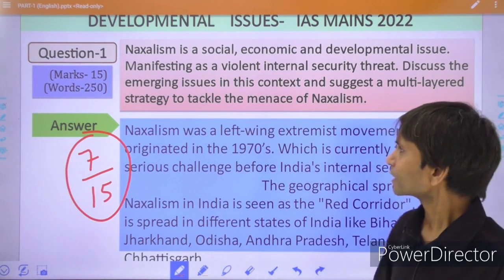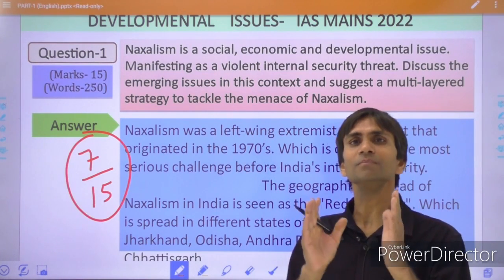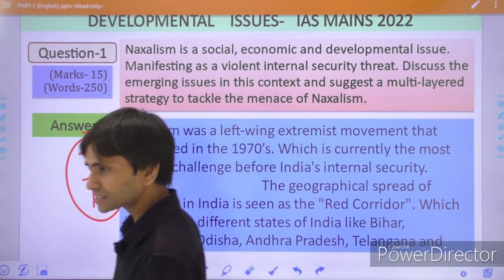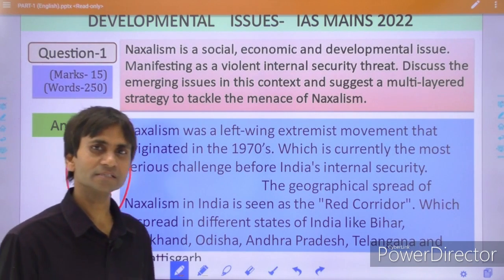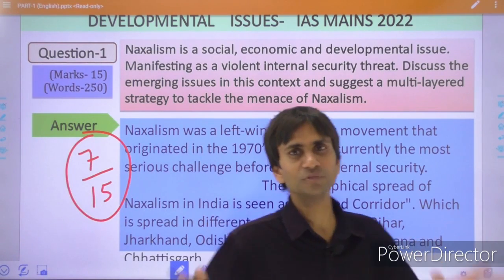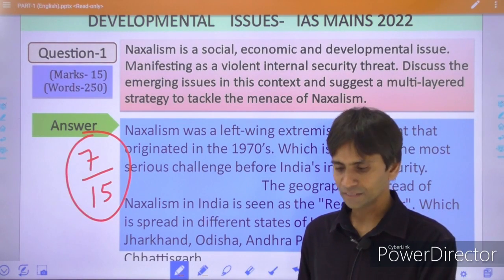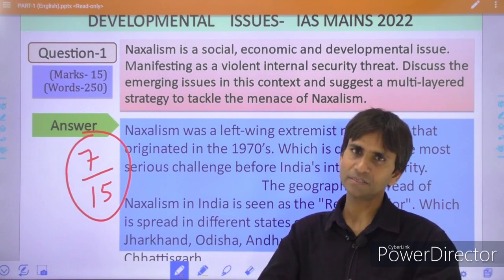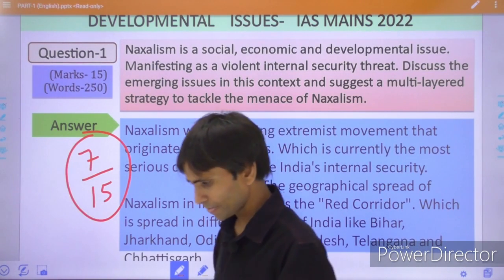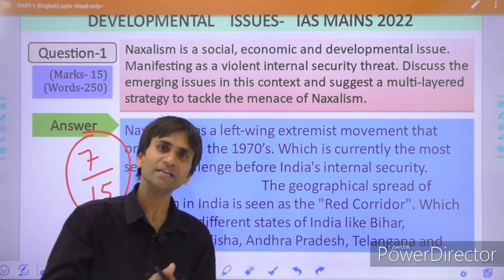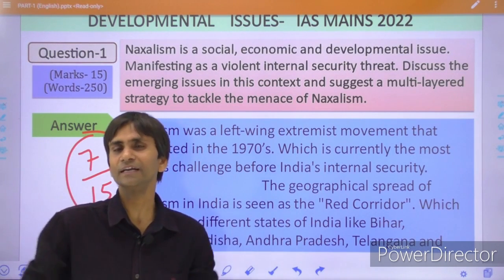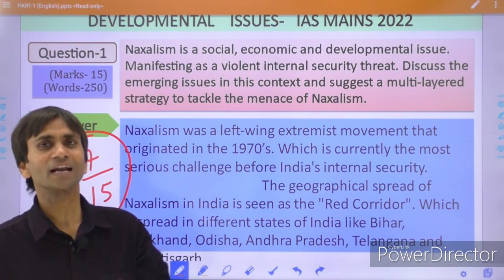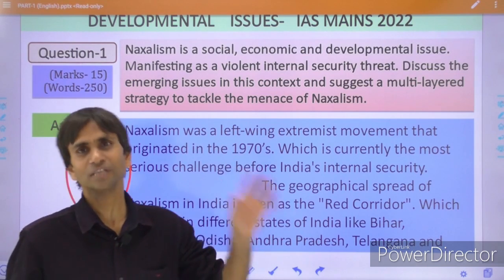So definitely Naxalism is a social problem, a social issue too, because Naxalites are people who don't have a respectful place in society. They are not getting equality or equal opportunity among the people, and they are facing secondary treatment from other sections of society. Definitely it is a social problem because the Naxalite people are lacking social prestige in society.